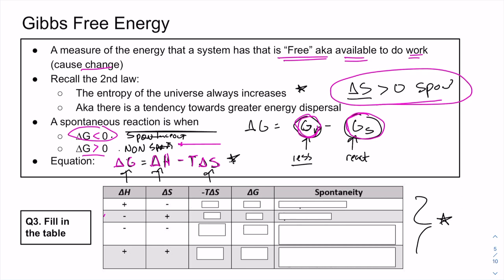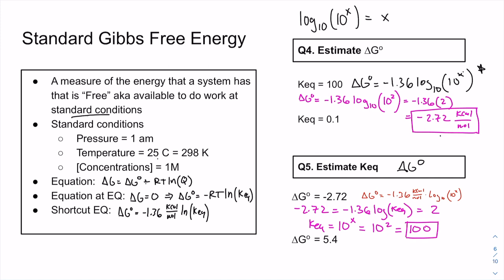And then we're given the following equation relating enthalpy change to entropy change to Gibbs free energy. This is something that you need to know. Certainly practice this table on your own, but I'm not going to spend time on it. Go ahead and practice it yourself.